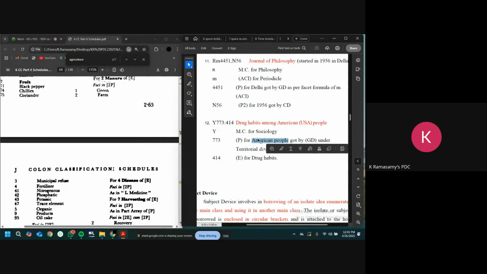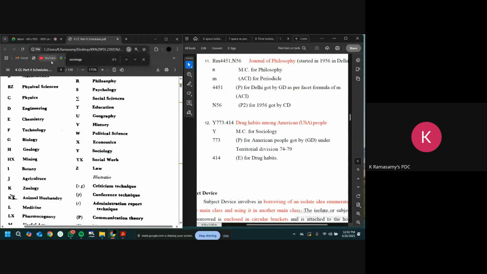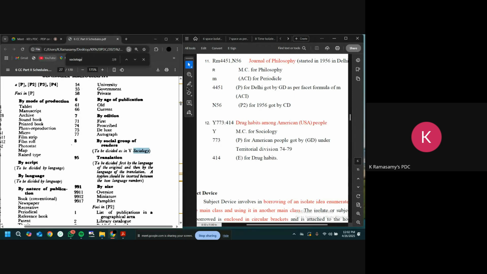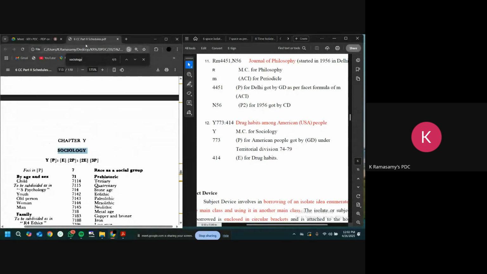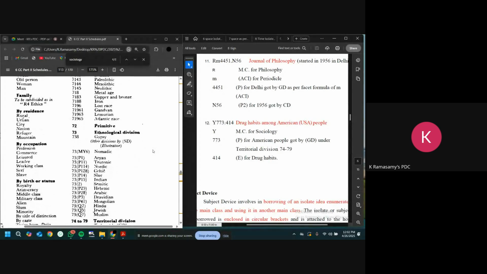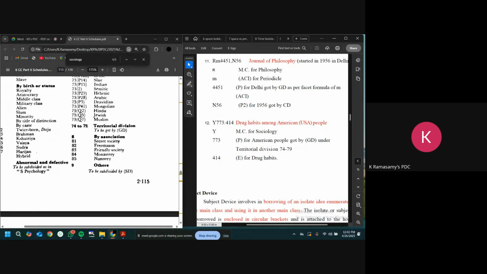So if you go to sociology, they have given an instruction. In most of the places, instructions are given where you can use chronological device, where you can use geographical device. All these instructions are given in the concerned main classes. For example, let me go to sociology. I'll go to the sociology main class and show you where the provision to add geographical devices is given. That's what I want to show you now. This is the main class sociology. In main class sociology, you can see here, 7.4 to 7.9 to be got by geographical device.